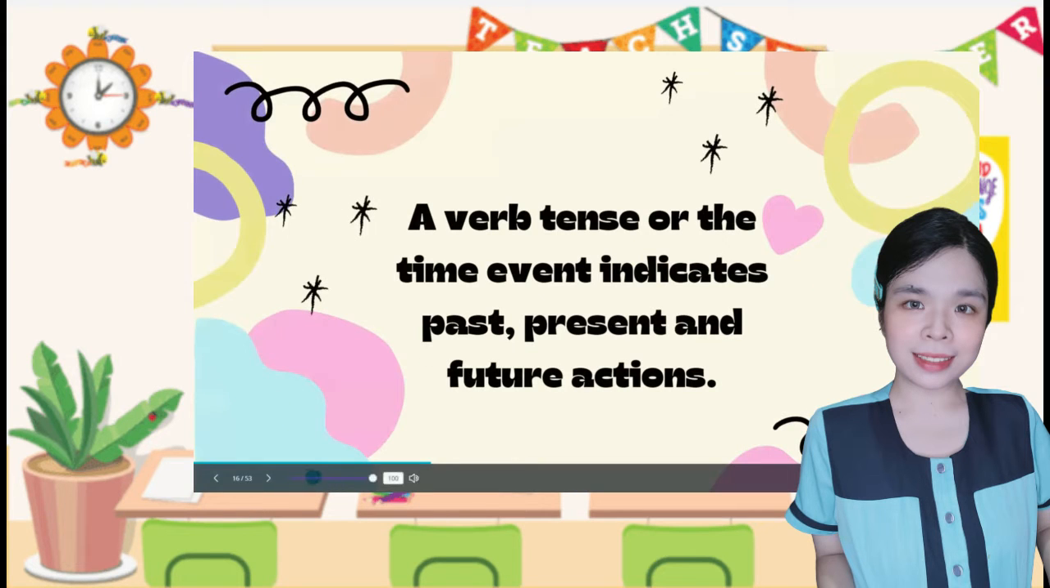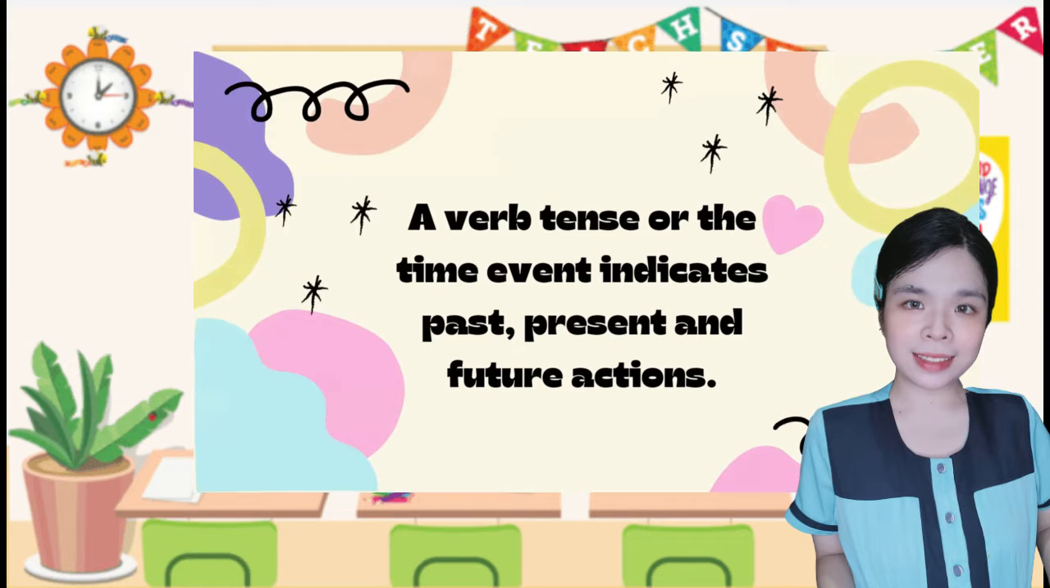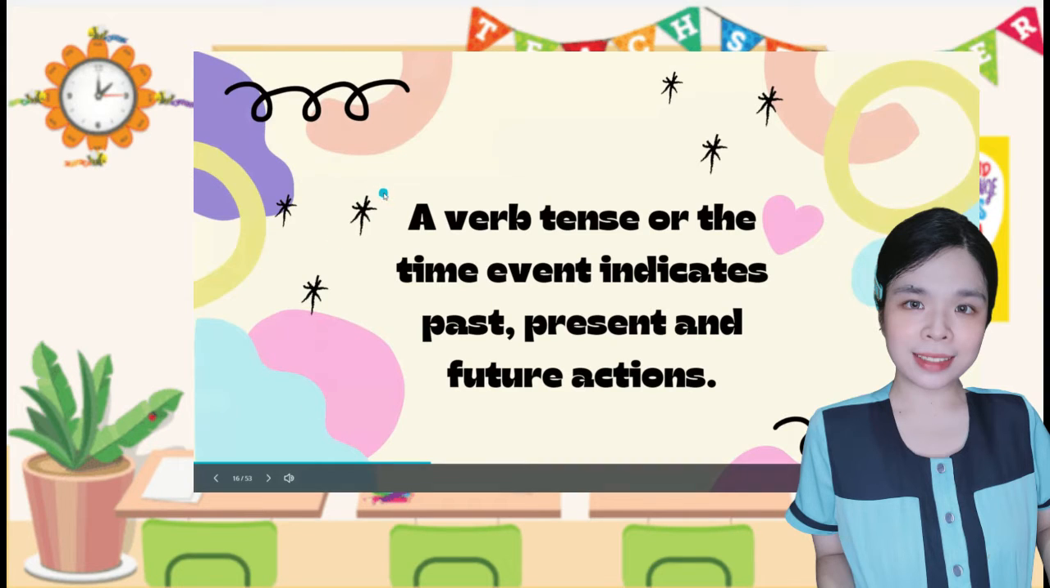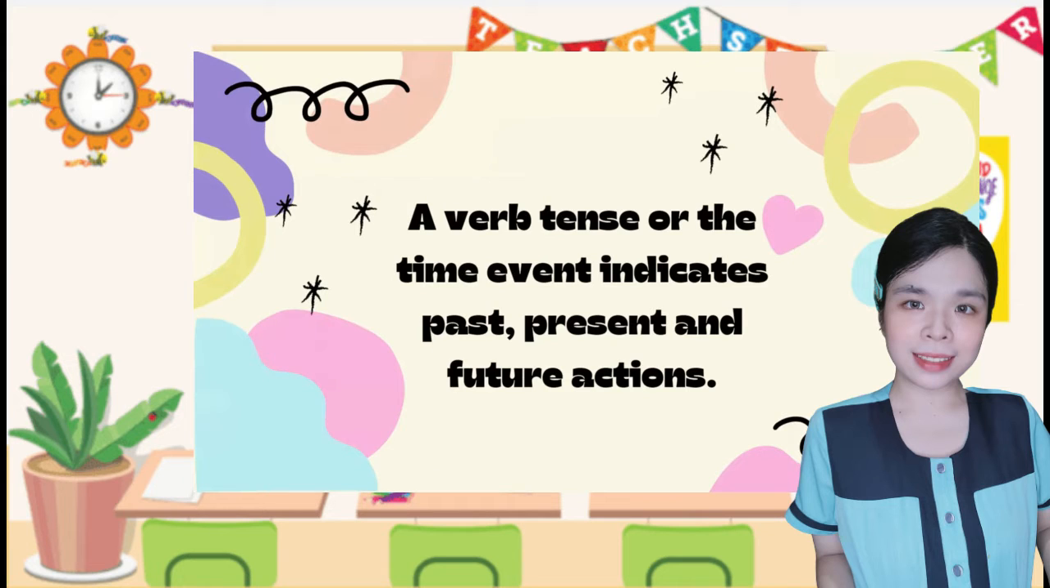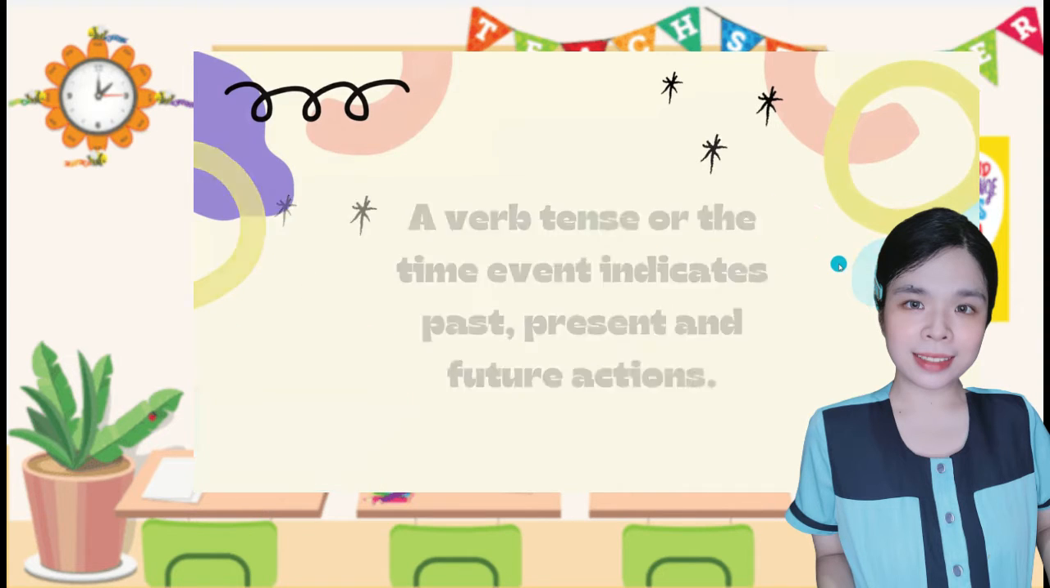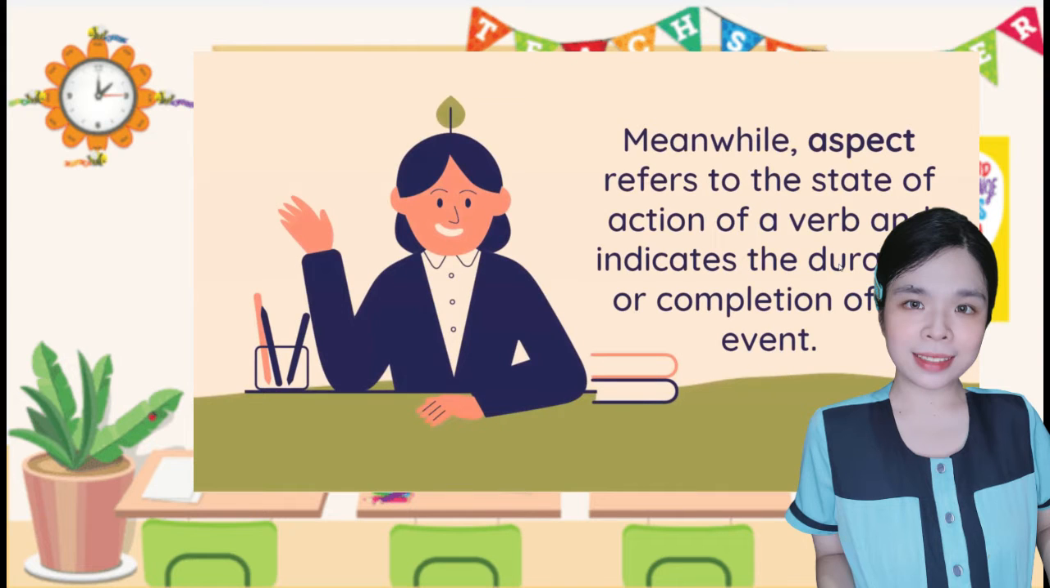Okay, so first, class, let us know about the verb tense. When we say the word verb tense, or the time of the event, it indicates past, present, and future actions. Meanwhile, aspect refers to the state of action of a verb and indicates the duration or completion of an event.